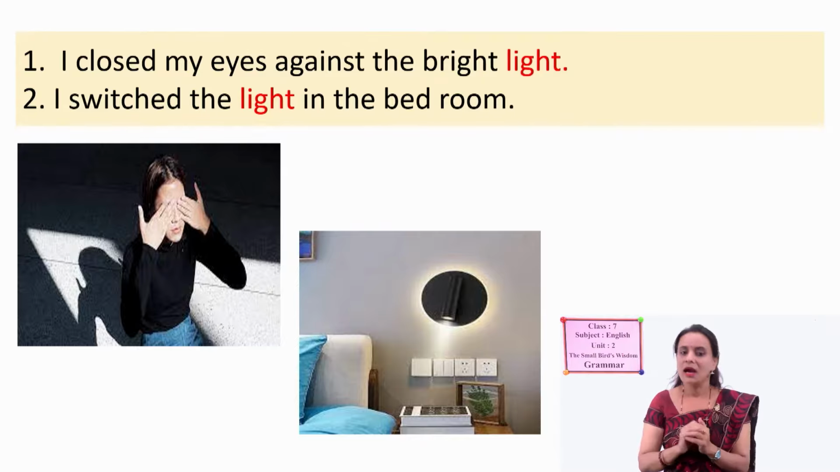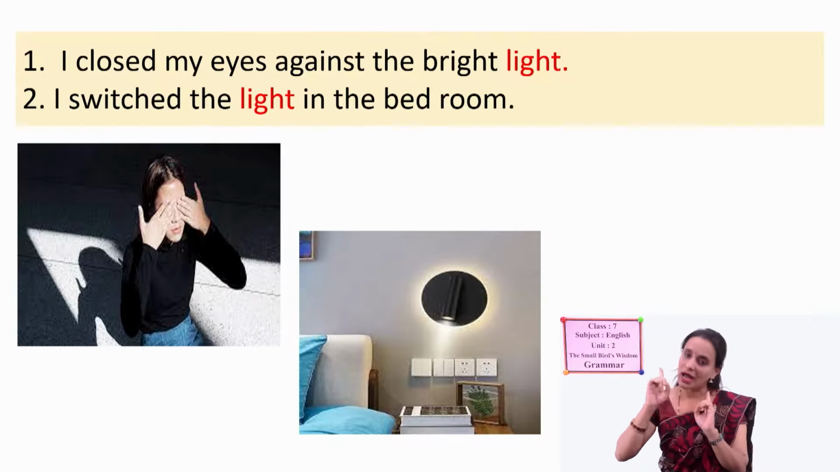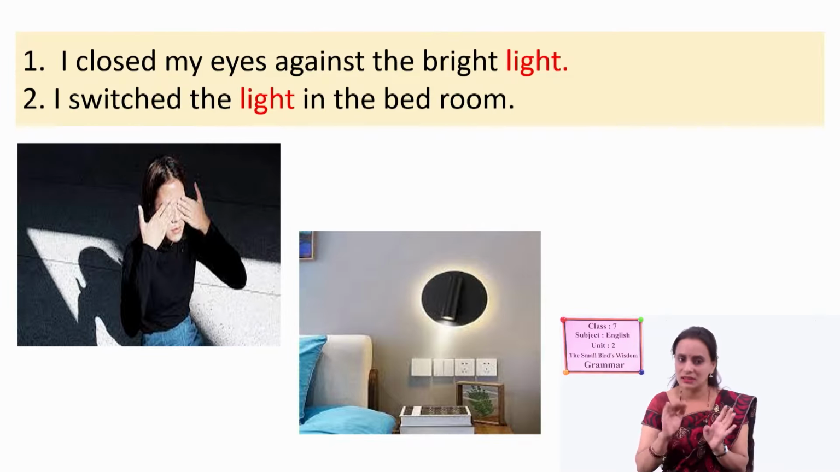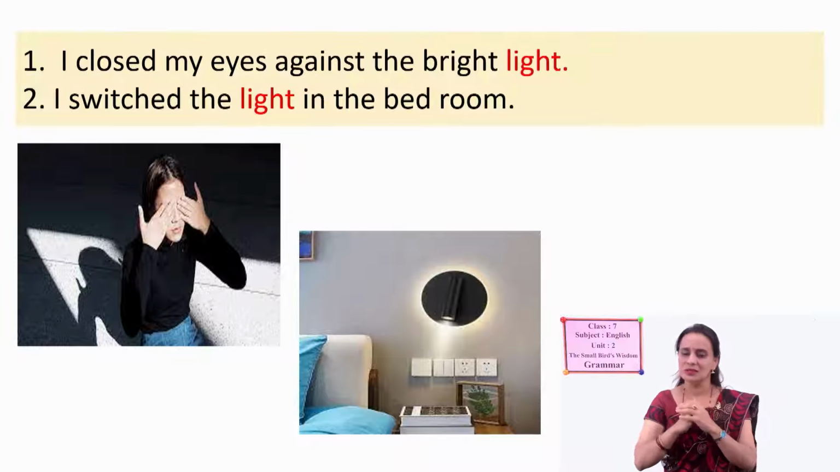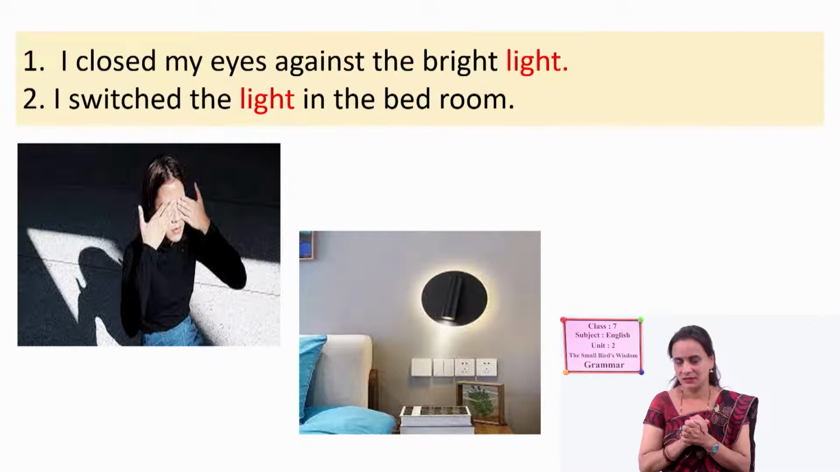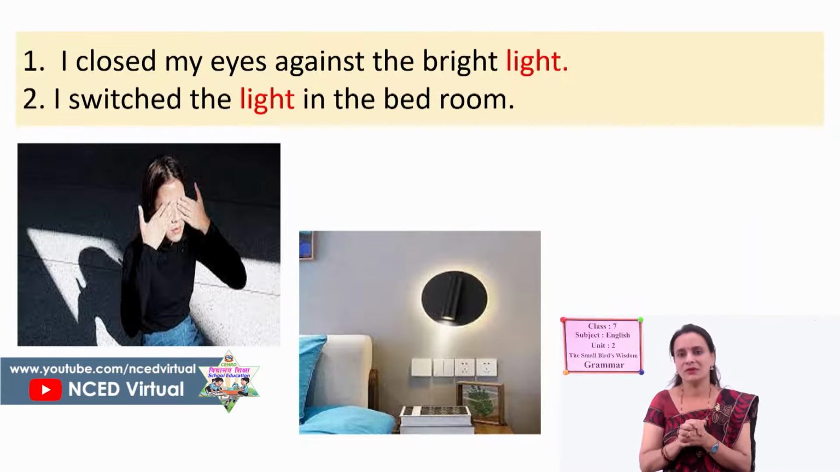Okay, now see in these two sentences. First one is, I closed my eyes against the bright light. In the second one, I switch the light in the bedroom. There we are using the same noun, but the first one is used as what? Uncountable noun, and the second one is used as countable noun. Okay, understood? You have to remember it. Now let's see other examples also.